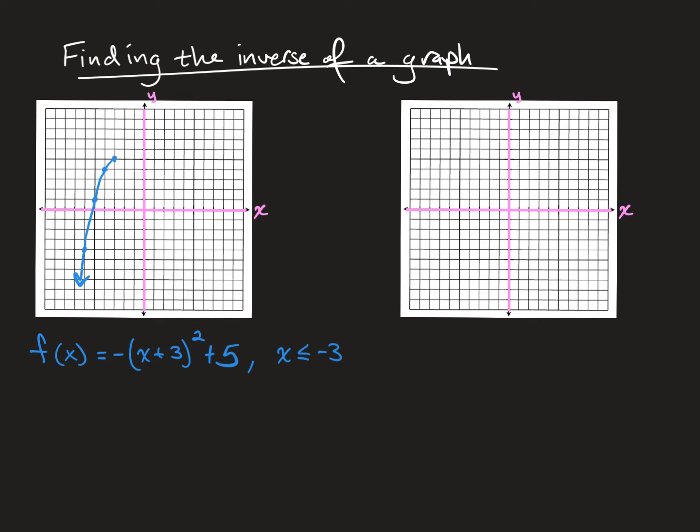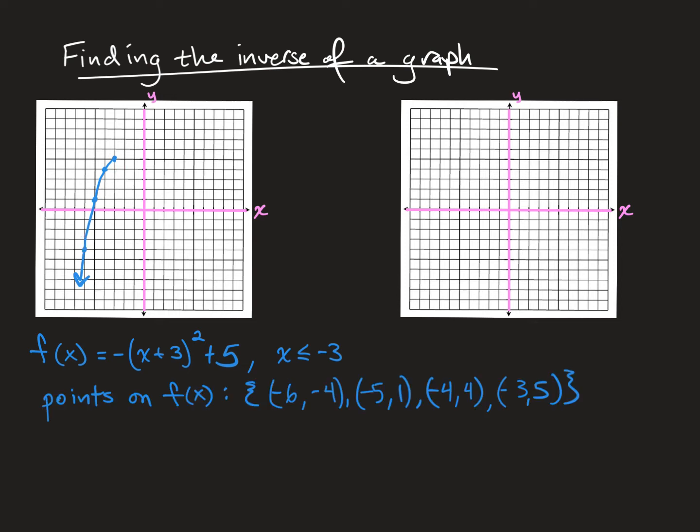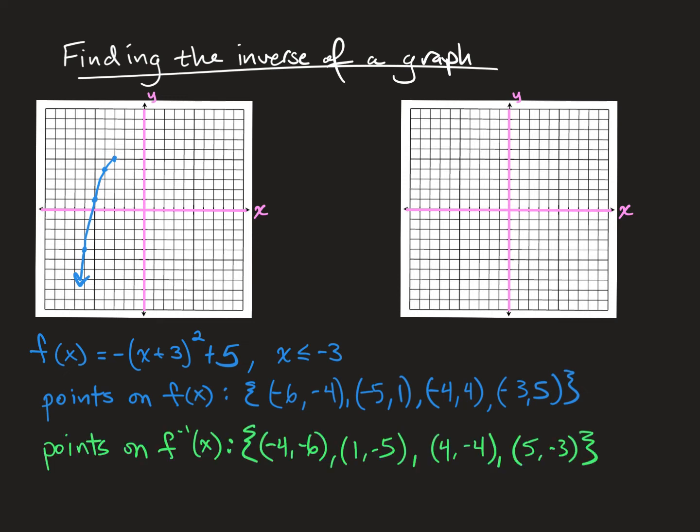All right, so we have the function graphed. What do we do? We just go through and do the same process as the last slide. Find some nice points from left to right. Swap all the x and y coordinates. Plot these new ordered pairs. And then we just have to make sure we connect them as we see them. So -4, -6 connects to 1, -5, connects to 4, -4, connects to 5, -3.